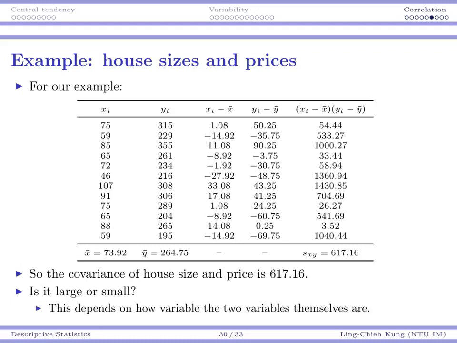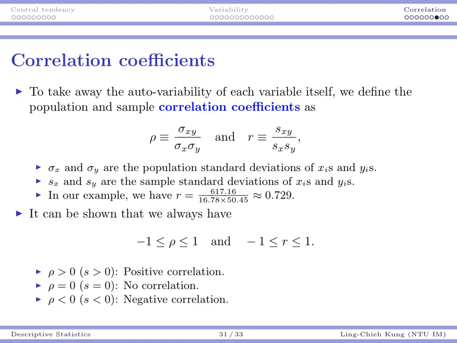We don't know, because we don't know how the two variables themselves are dispersed. When you have two sets of data, if each set has a lot of variability, then you expect the covariance to also be large, because it measures some kind of variability. So let's introduce another measurement that may be very helpful: the correlation coefficient.